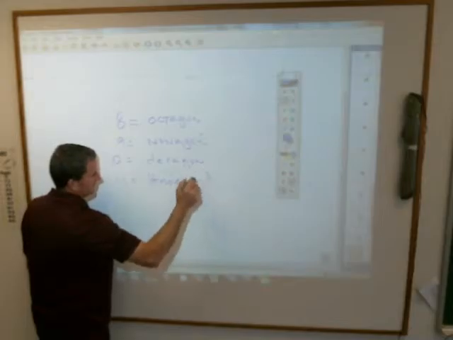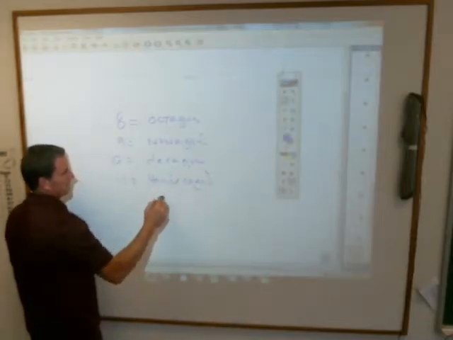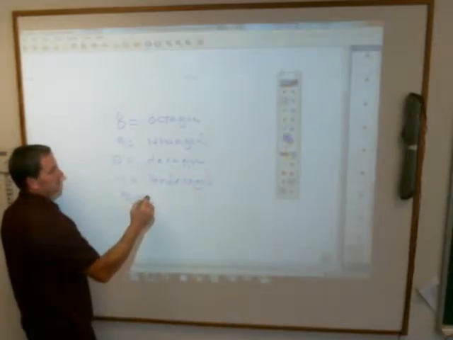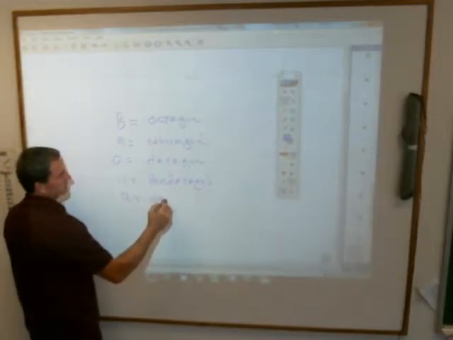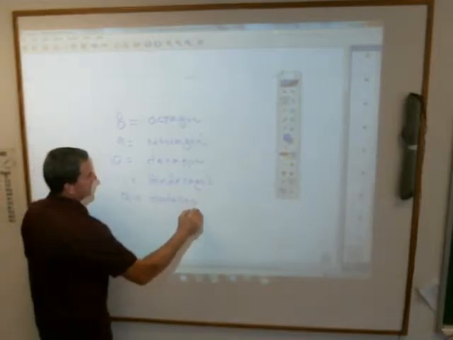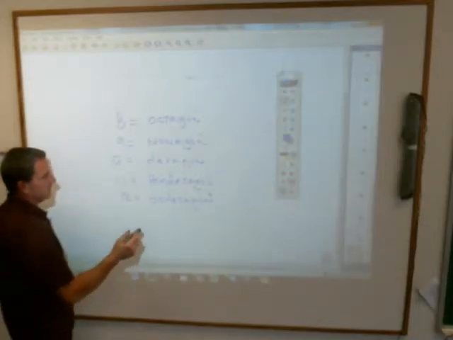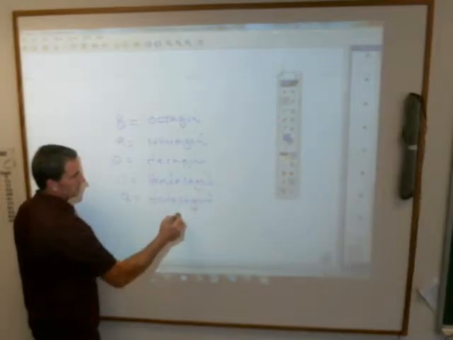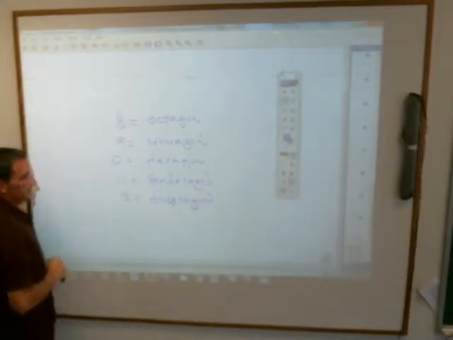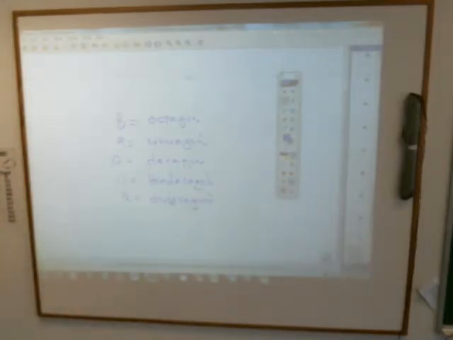I do know the 12-sided shape because it's my favorite. Anybody? A dodecahedron. Dodecagon. It's not dodecahedron, just dodecagon. D-O-D-E-C-A-G-O-N. It's always good to have in your notes just in case they ask some questions about it.